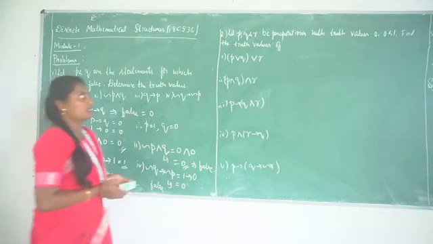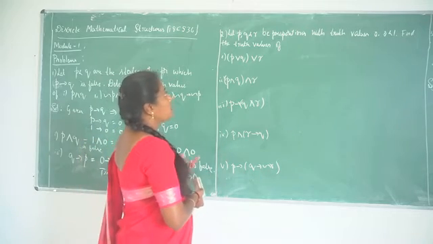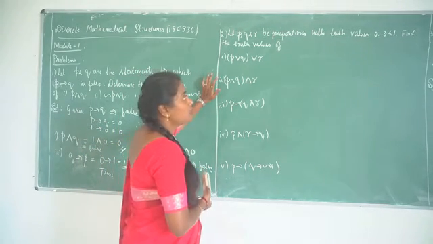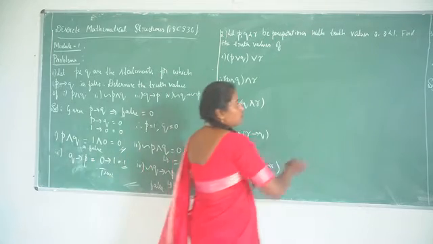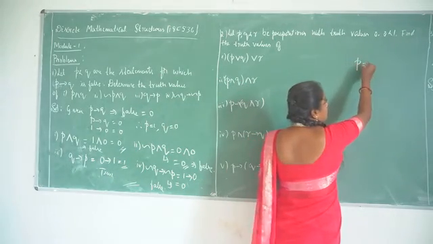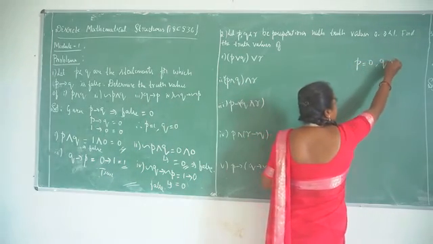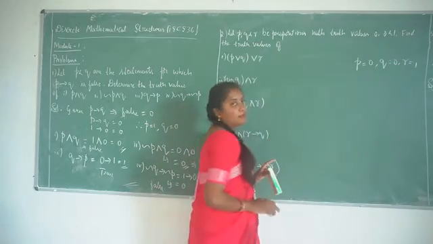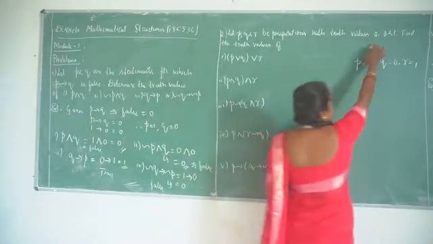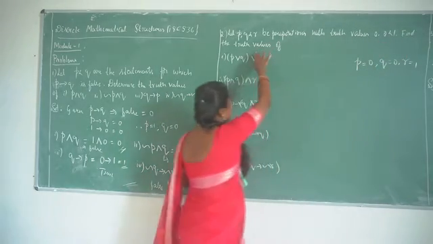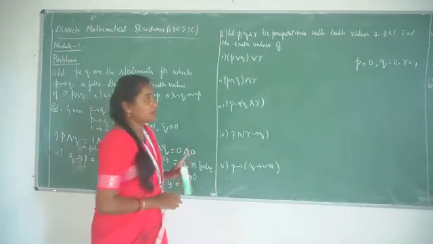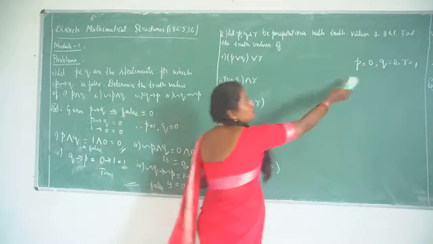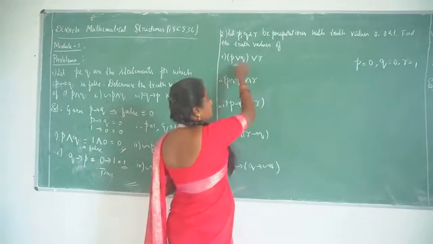Next, let us take the second problem. It is given that P, Q and R are three propositions with truth values P equal to 0, Q equal to 0 and R equal to 1. Then find the truth values of these 5 propositions. So 5 compound propositions are given, and using these truth values, we have to find the values of these propositions.